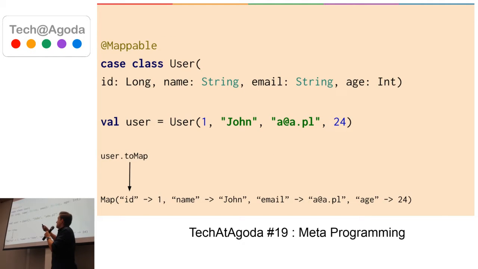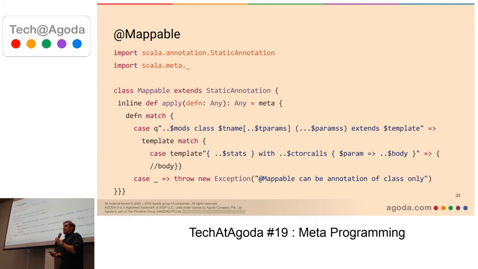And so with Scala macros, which I showed you two slides before, this is what we want to achieve. We want to have an annotation, which I called Mapable. That's arbitrary, the name is arbitrary. And at compile time, you will transform the user to the map, whose keys are the names of the object parameters and the values are the values, right? And that's the implementation.